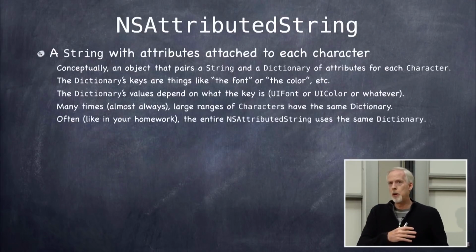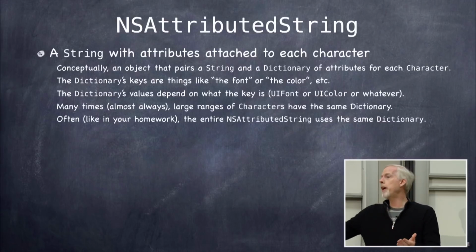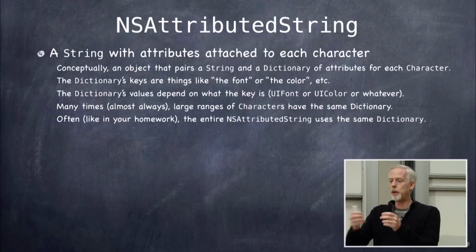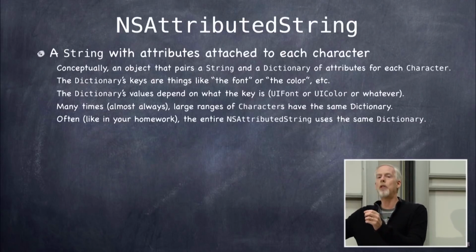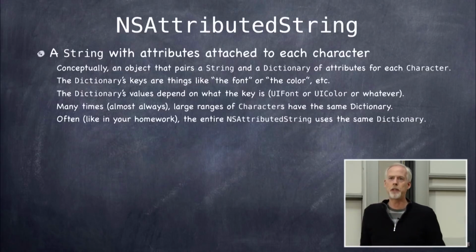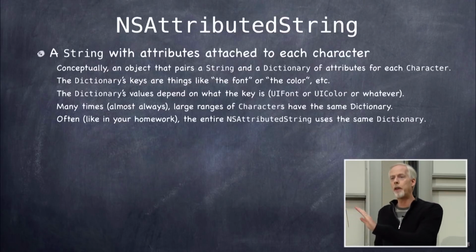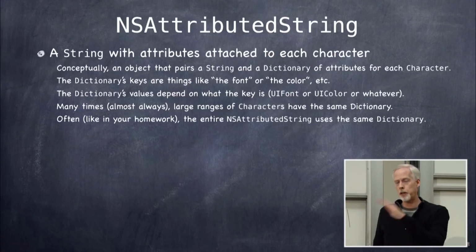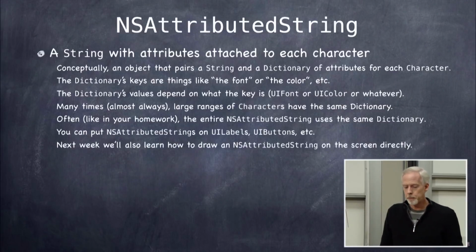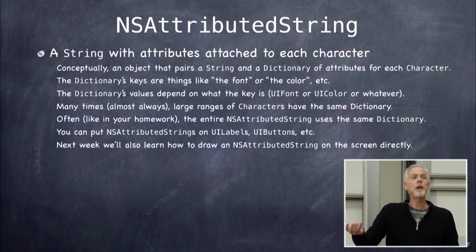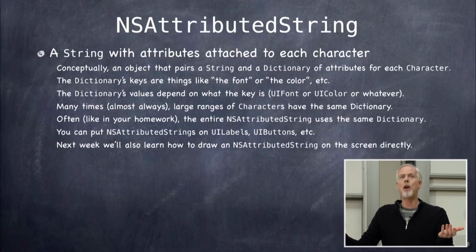Now, a lot of times we use the same dictionary for big, long ranges of characters. Like if users select some text on screen and say make it orange, we're going to have one dictionary for all those characters. So it's not like every character has to have a different dictionary. And in your homework, the entire string is going to have one dictionary. So I've given you a really easy use of attributed string, and you're going to see why in a moment. Once you have an attributed string with the font and color for each character, you can use it to set the text in a UI label, or to set the title of a UI button, or next week we're going to learn how to draw it directly on screen in our own drawing classes.